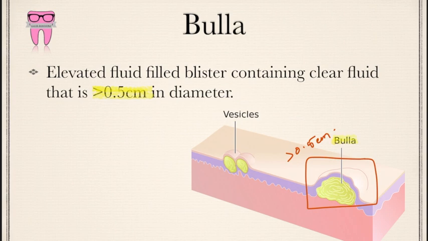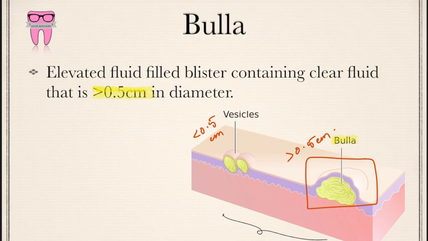The difference between vesicle and bulla is only based on the size. Vesicle is less than 0.5 centimeter, whereas bulla is greater than 0.5 centimeter in diameter.